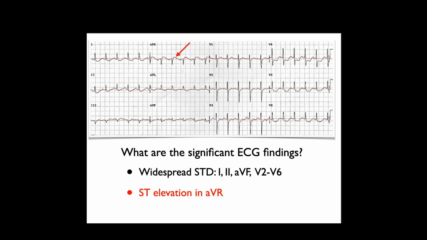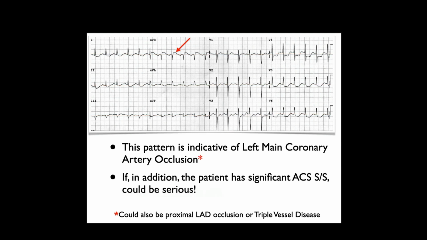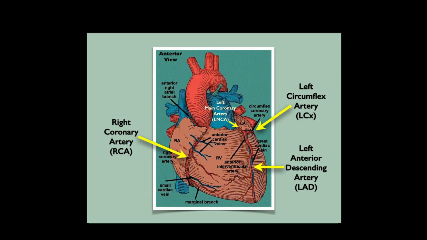In this particular case, this pattern is indicative of a possible left main coronary artery occlusion. It could also be a proximal left anterior descending occlusion, also very bad, or triple vessel disease, also very bad. So before we talk about this a little more, where exactly is the left main coronary artery? Well, it's pretty short because it bifurcates into the LAD and the left circumflex. So the occlusion would be here, so you can see why this would be significantly bad.